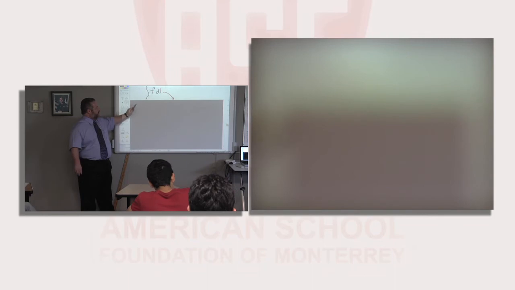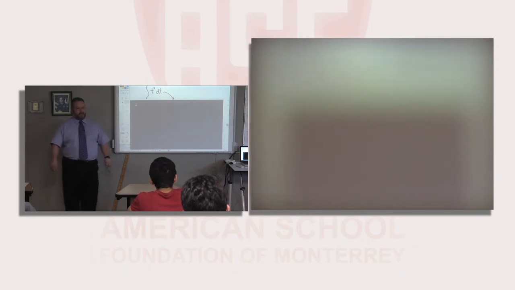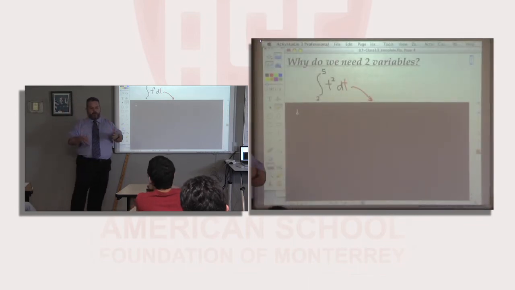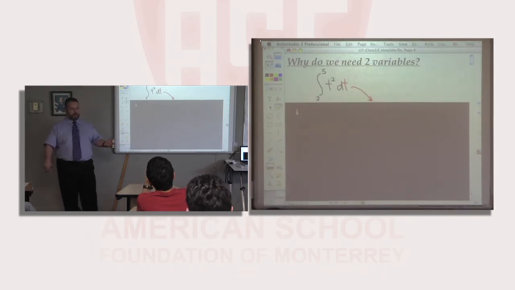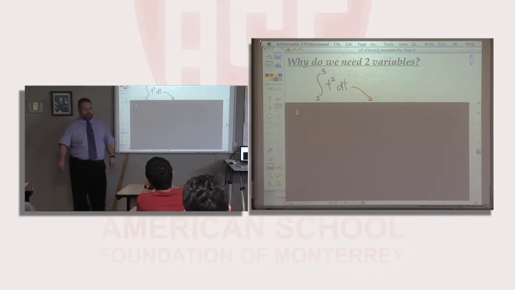So I'm going to try and explain to you why I think we need two variables. So let's start by looking at this. The integral from 2 to 5 of t squared dt. What does this represent? Sure, the area under the t squared graph from 2 to 5. What is my answer going to be? What kind of a thing? It's going to be a number, agreed? In other words, I'm not going to get a t in my answer.